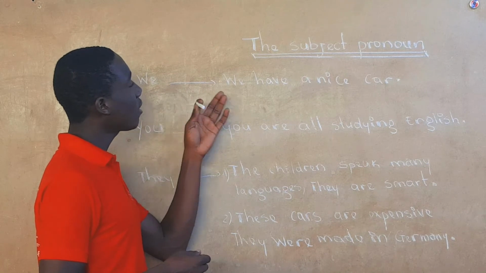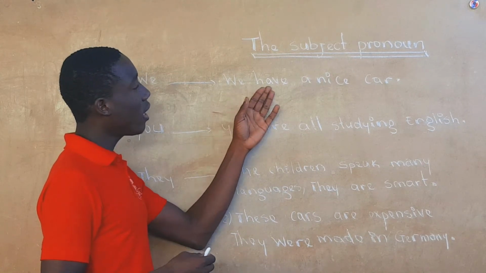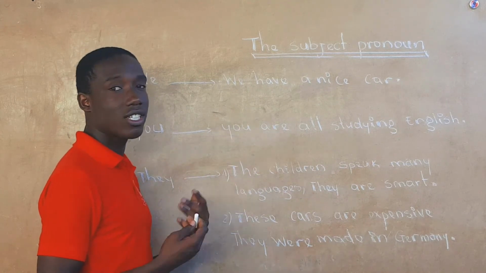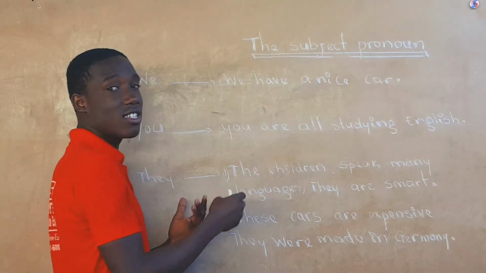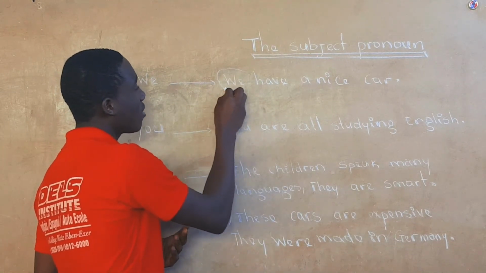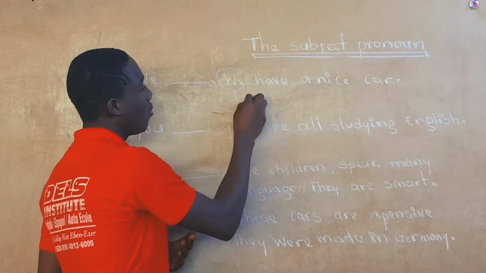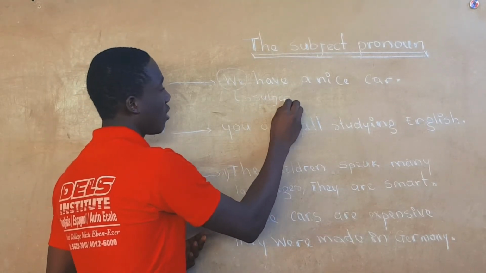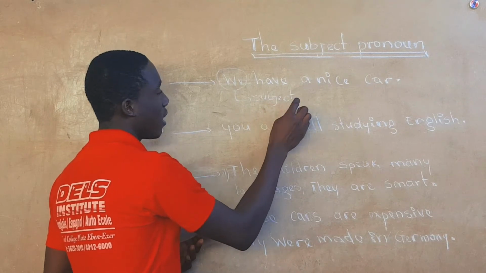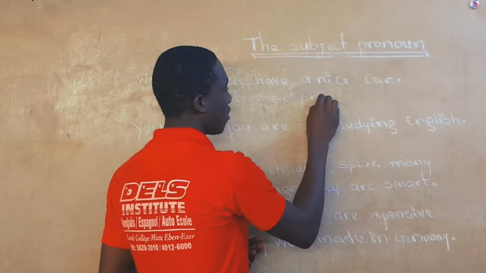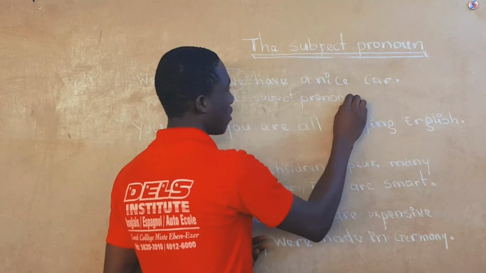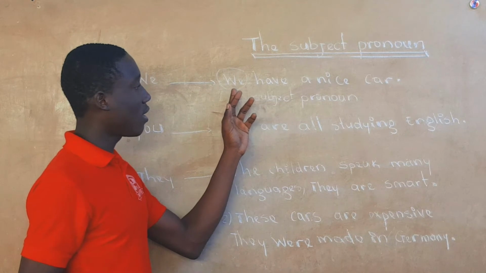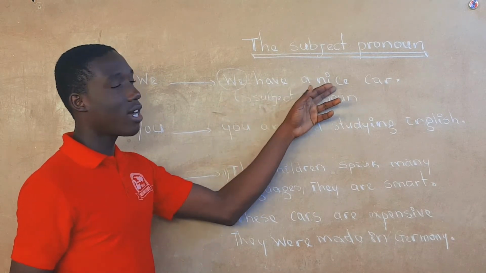Okay? We got we. We have a nice car. We have a nice car. And in this sentence, the subject pronoun is we. We, it is the subject pronoun. And we does the action, I say, we have a nice car.